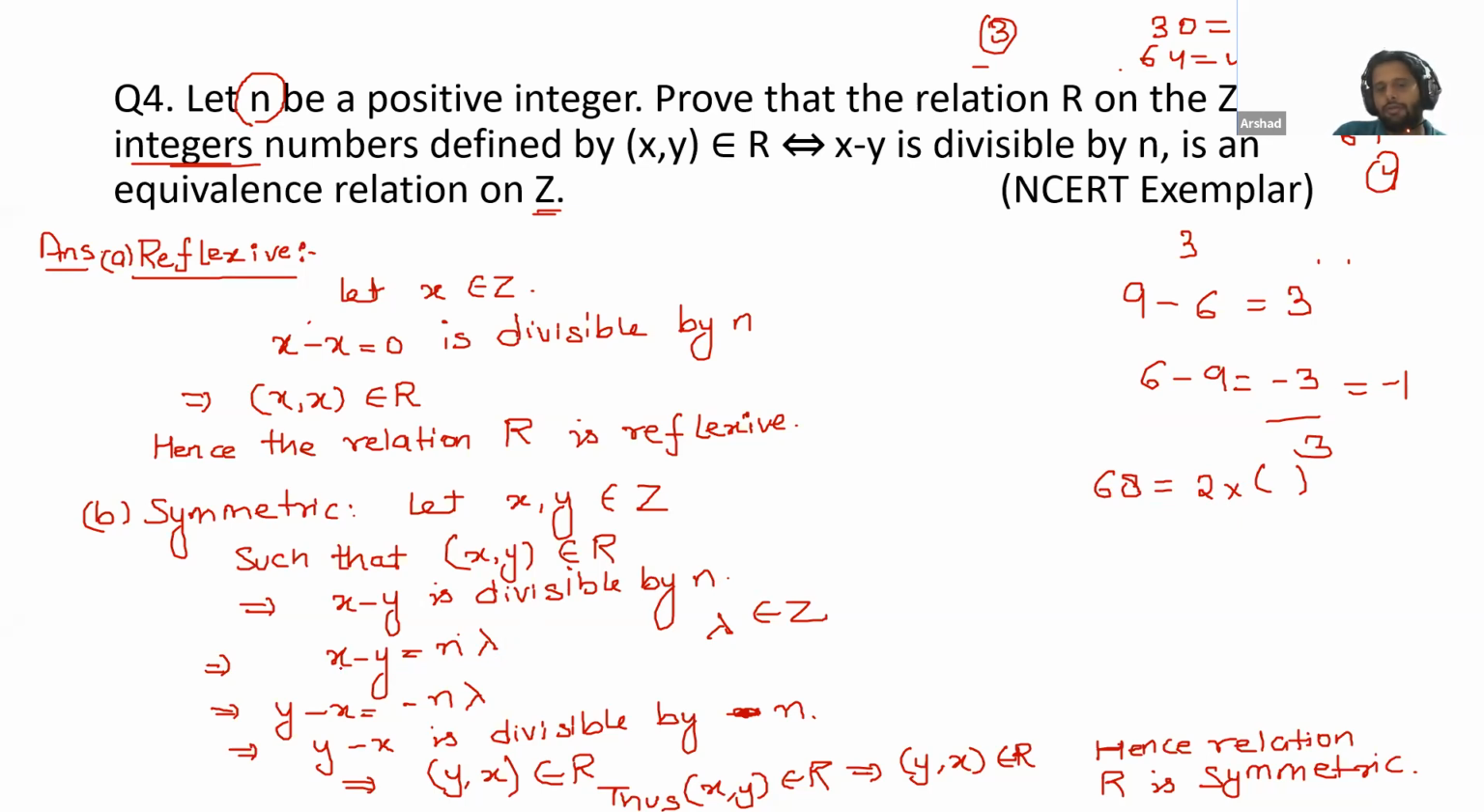Now, if you interchange this, multiplying by negative, you get y minus x is equal to minus n lambda. Check here: 9 minus 6 is equal to 3, and this 3 is divisible by 3. Now 6 minus 9 is equal to minus 3. Minus 3 is also divisible by 3 because you will get minus 1 here. So minus 3 is divisible by n, by 3, also.